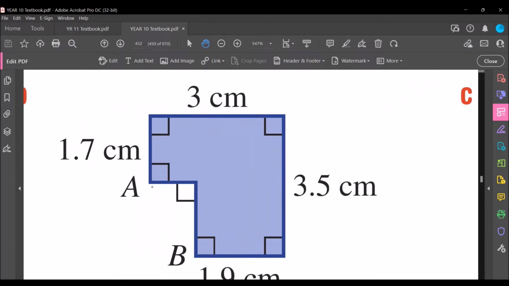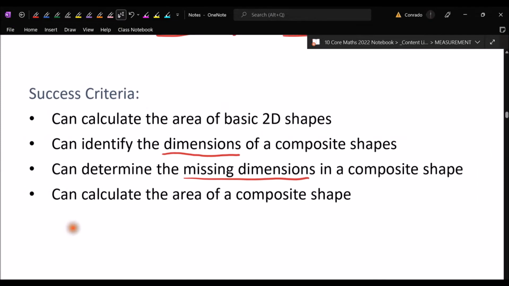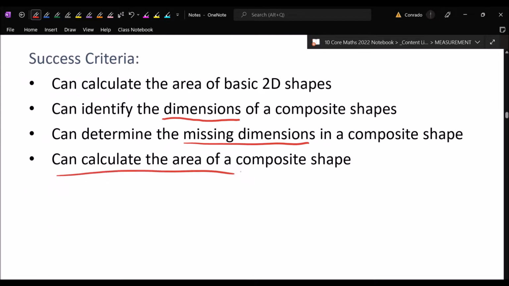if I'm trying to find the length of this side of the triangle, I know that this whole thing is 3, and this bit here is 1.9. So logically, to find this length, you'd go 3 take away 1.9, and you'd get that length. Same with this side. If this is all 3.5, that bit there is 1.7. To get this length here, AB, you'd go 3.5 take away 1.7 to get that little side length. That sort of reasoning is what you'll use when finding the missing dimensions of different shapes. And obviously, finding the area of them is the big ticket item, which you need to be able to do.